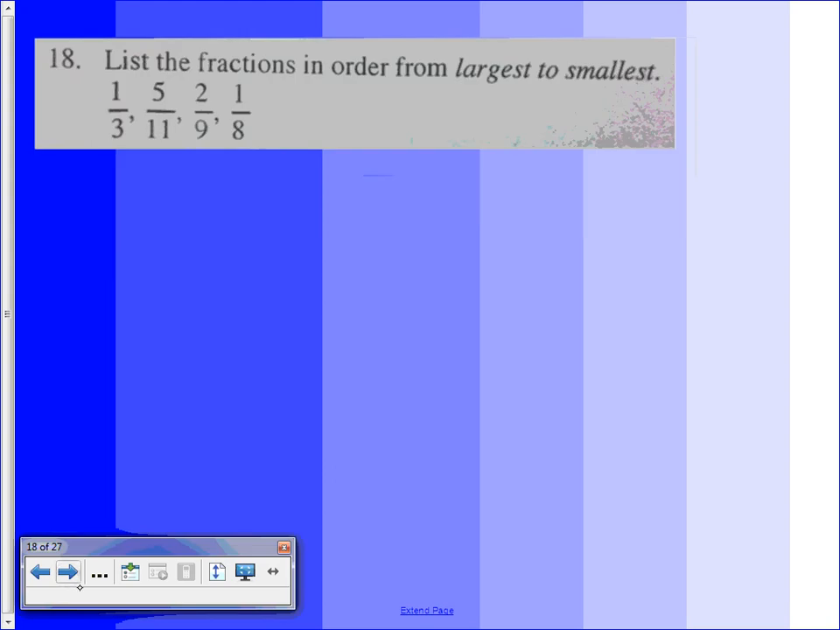List the fractions in order from largest to smallest. Right away when I'm looking at this, I'm trying to see which one could possibly be the largest. 5/11 looks like it's just about half. 2/9 I know is less than half. 1/8 is very low. Let's take a look at 1/3. So let's compare 1/3 and 5/11.